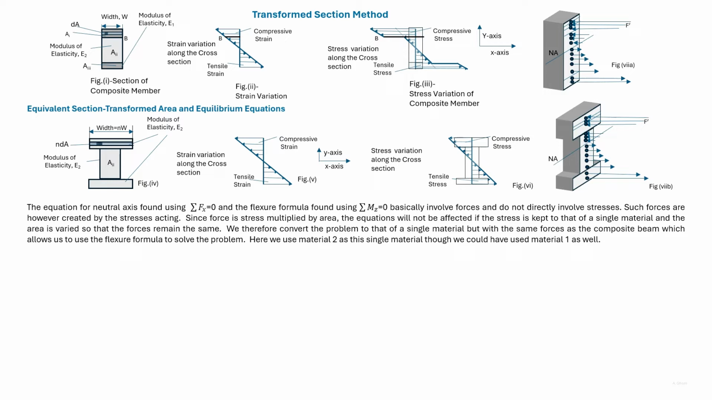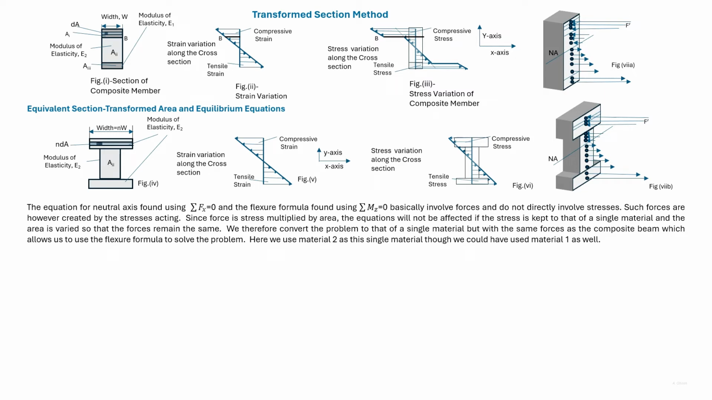So if we convert the composite member to a member of one single material so that the forces acting on the fibers from the top to bottom remain the same, then we can find the position of the neutral axis and the stress variation.